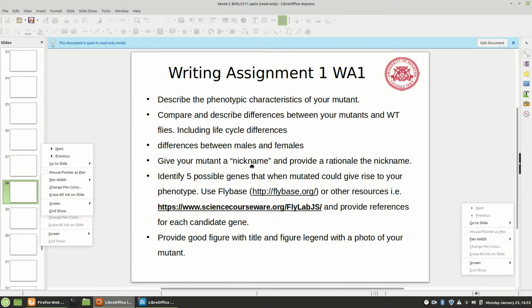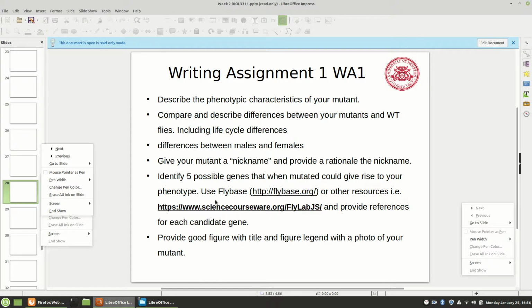So maybe the fly has black wings. All right, so you would call it black wings. Or maybe it's black speckled, so it looks like you put pepper on your food. So you might call it pepper. So you can come up with a creative nickname if you want, and that's exactly where all these names come from, like Dikeet and Curly. Those are all nicknames that became the common name.